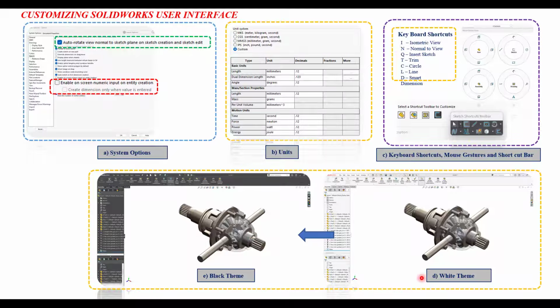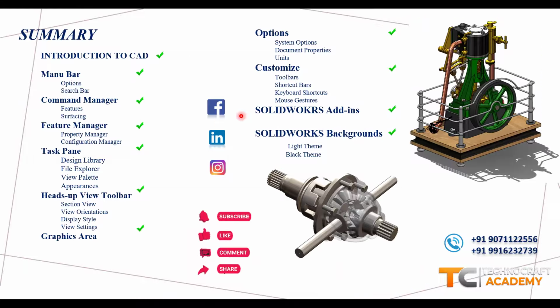So let me just take you through this slide. In summary, we went through the basics of the CAD. We had gone through that, and then we saw the menu bar, command manager, task pane, heads up view, and the graphics area. We had seen a few things in the system options. Units I'll show you in the next session. Customizing the user interface, a few things I had shown you. I'll show the shortcut bars, keyboard and the mouse gestures in the next session. And add-ins we had seen. The background, how we need to configure, we had seen. Okay, is that clear? Any doubts up to here?